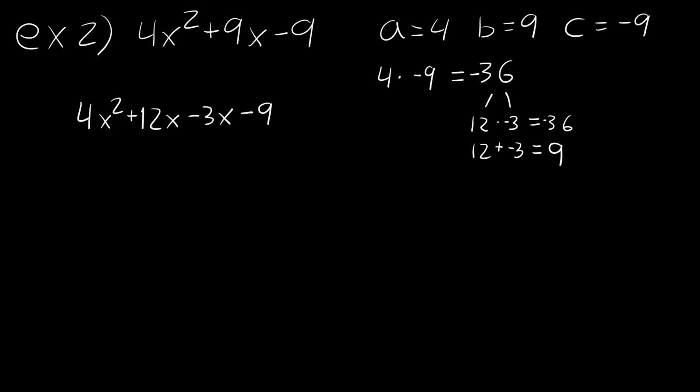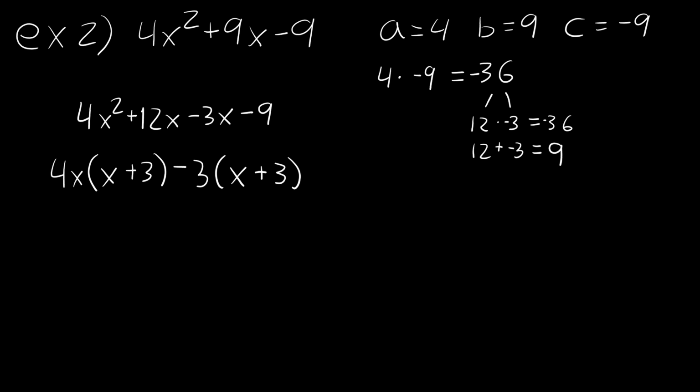So 4x squared plus 12x, we can factor out a 4x. So 4x, we're left with x plus 3. We factored out that x. Then negative 3x minus 9, we can factor out a negative 3. So minus 3, we're left with x plus 3.